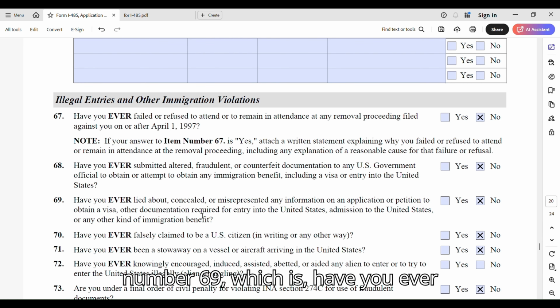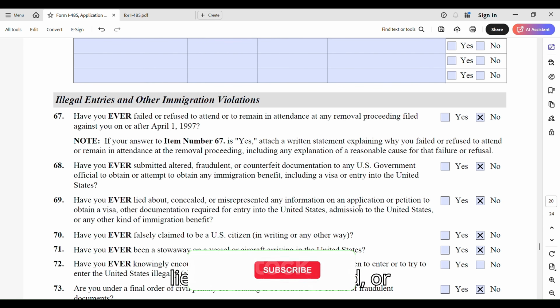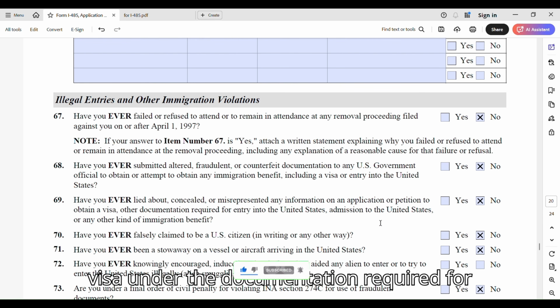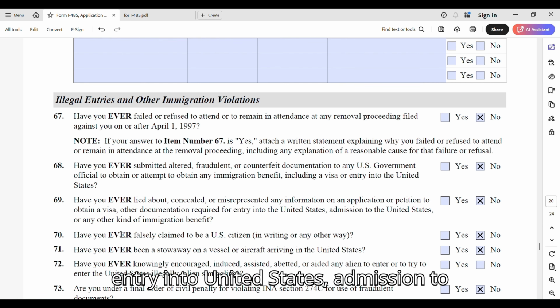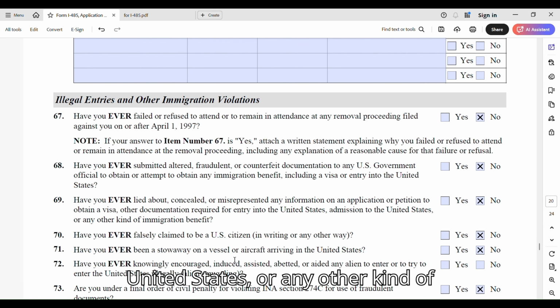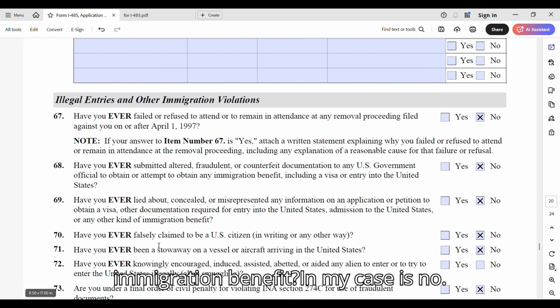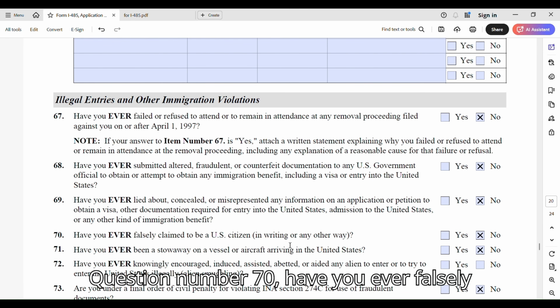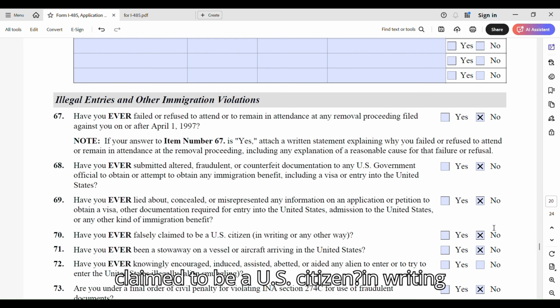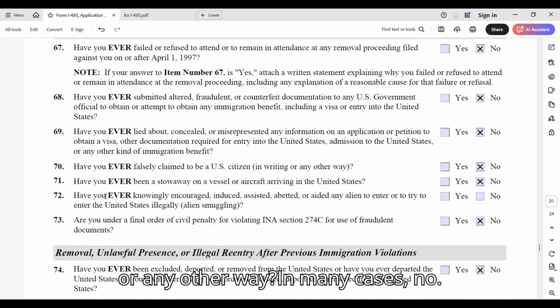Question number 69, which is: have you ever lied about, concealed, or misrepresented any information on an application or petition to obtain a visa, other documentation required for entry into the United States, admission to the United States, or any other kind of immigration benefit? In my case, it is no. Question number 70, have you ever falsely claimed to be a U.S. citizen in writing or any other way? In my case, it is no.